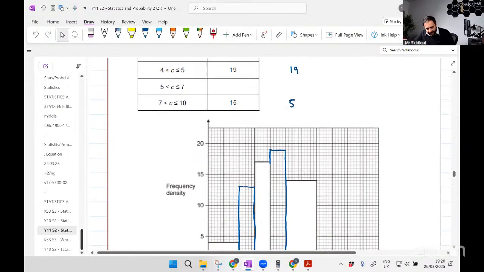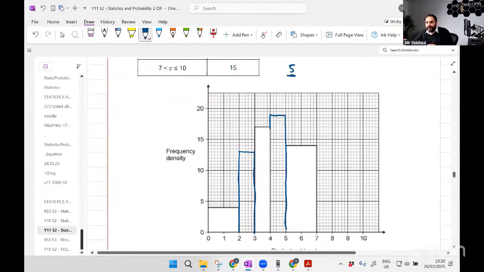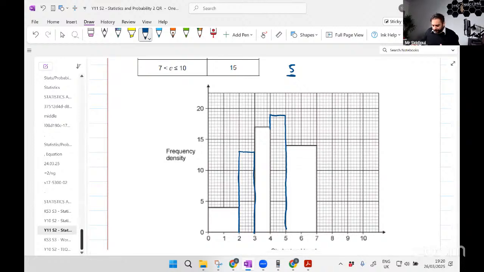Is there another one? 7 to 10, bar missing. So 7 to 10 goes up to 5. Remember, you're going up to the frequency density, not to the bar. So that's where you're going up to, right? 7 to 10, 5 is there. The bar is wider this time because that's what histograms do. They have a width which controls that.